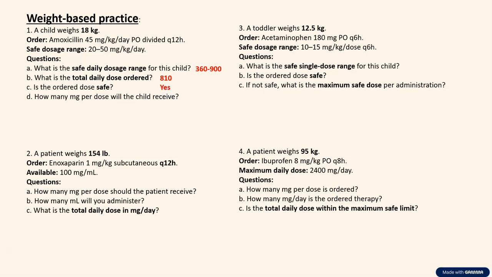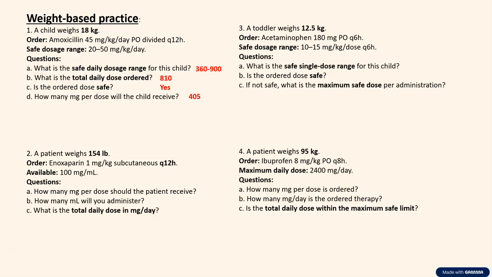How many milligrams per dose will the child receive? That means we have to go back up to the question because up to this point we've just been looking at daily dosage range. Now we're looking for a single dose. Let's look at our time frame and it's every 12 hours. Then you have to say, well, how many times in a day is 12 hours? It is twice. So you have to take the 810 and divide it by 2 for a dose of 405 milligrams. I hope that went well for you.